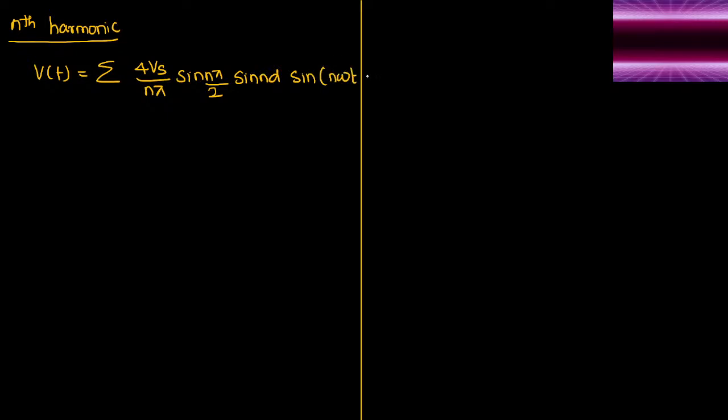When we are discussing the nth harmonic, how should I write the expression in a general way? First, we know how to write the voltage expression for the nth harmonic. How will you write it? Summation of 4Vs by n pi into sine n pi by 2 into sine n times d into sine n omega t minus n phi. Yes sir, this is the nth order harmonic expression for the output voltage v naught of t.